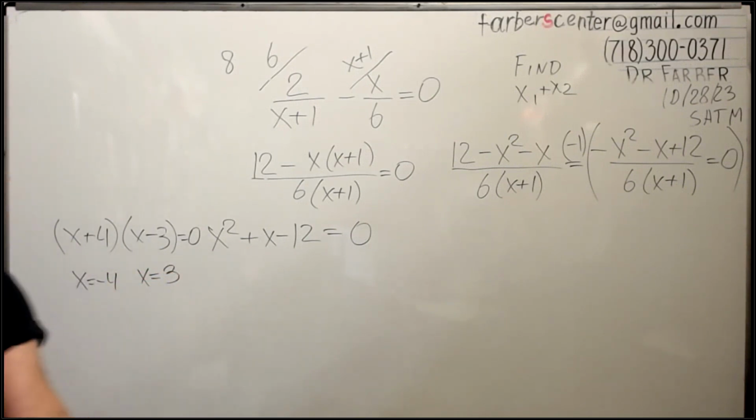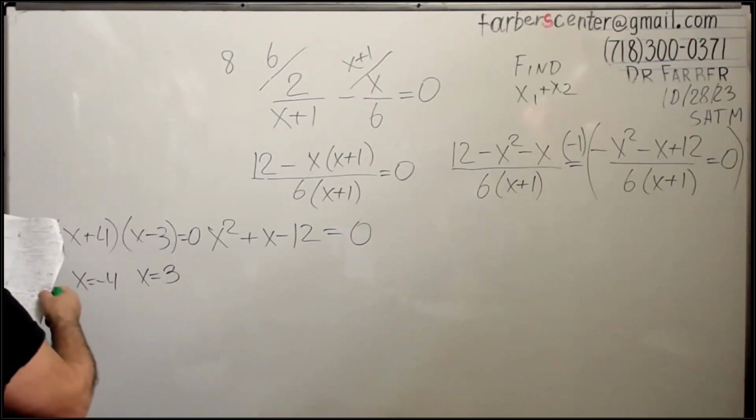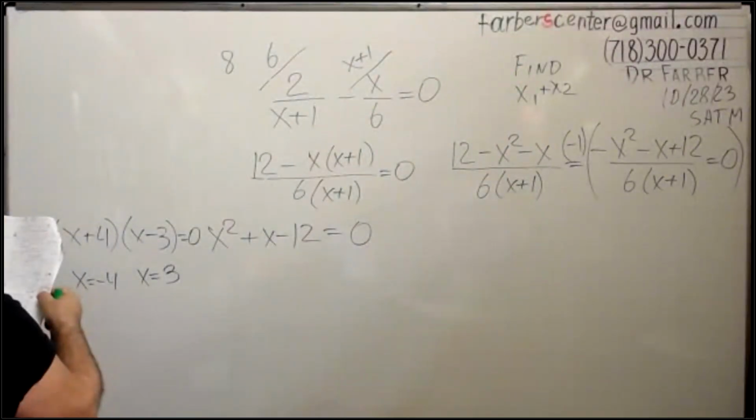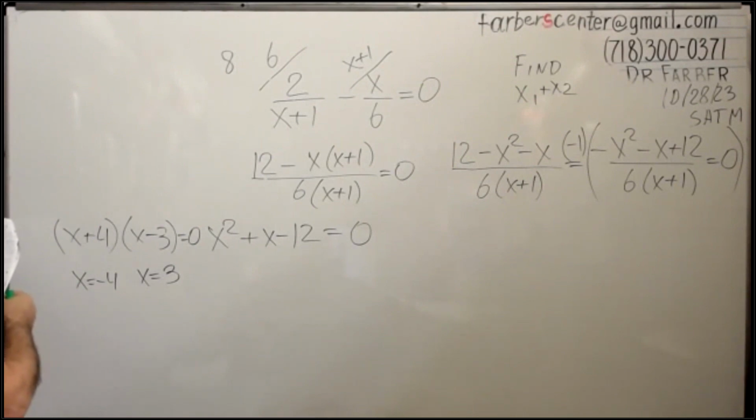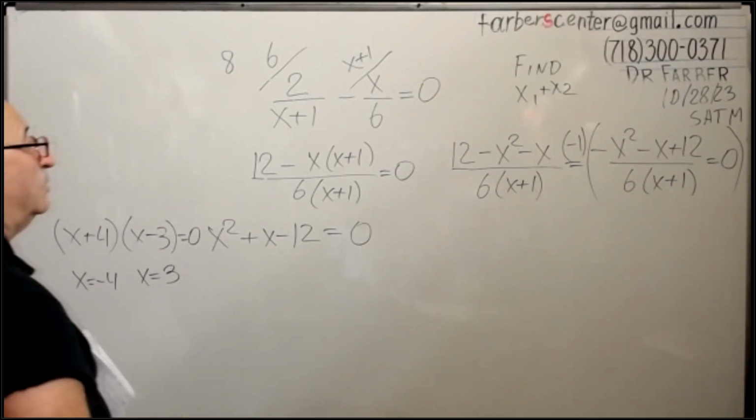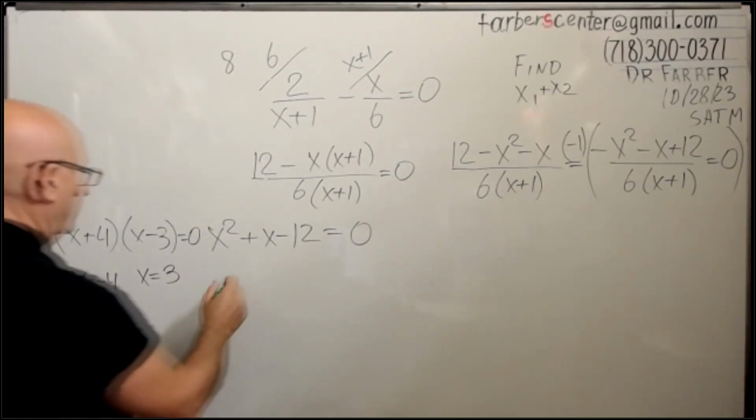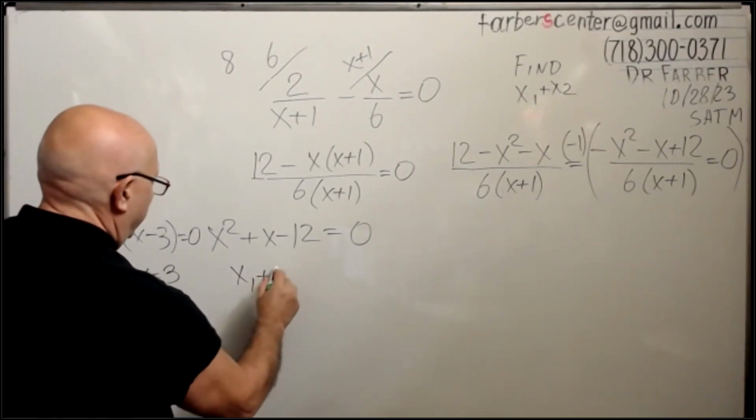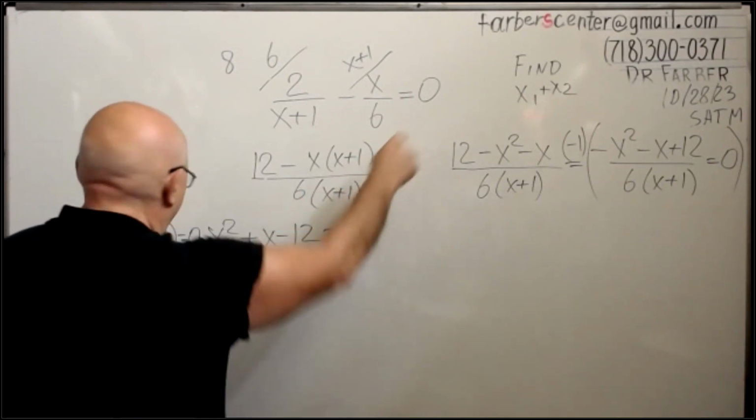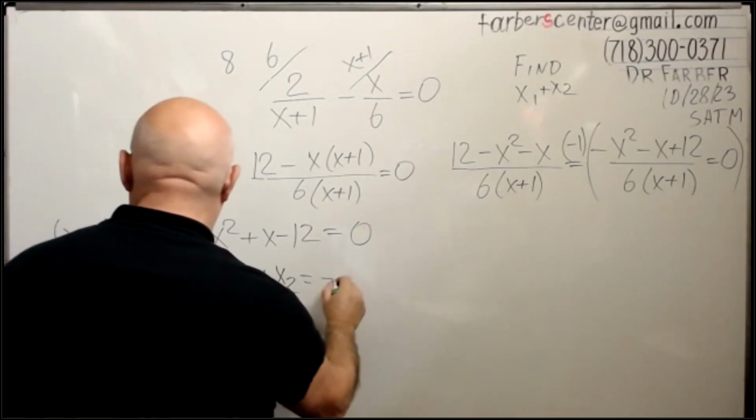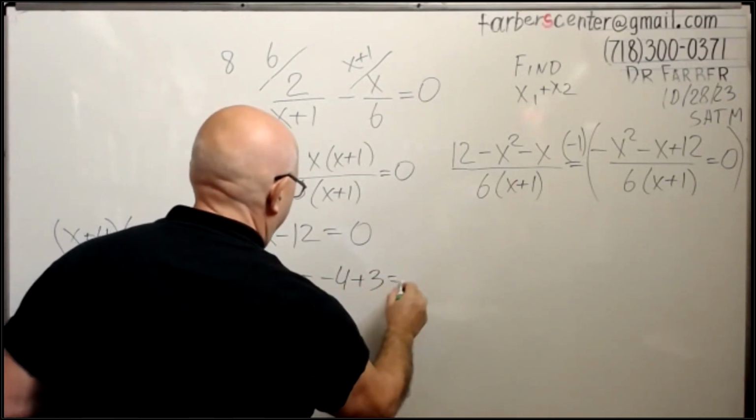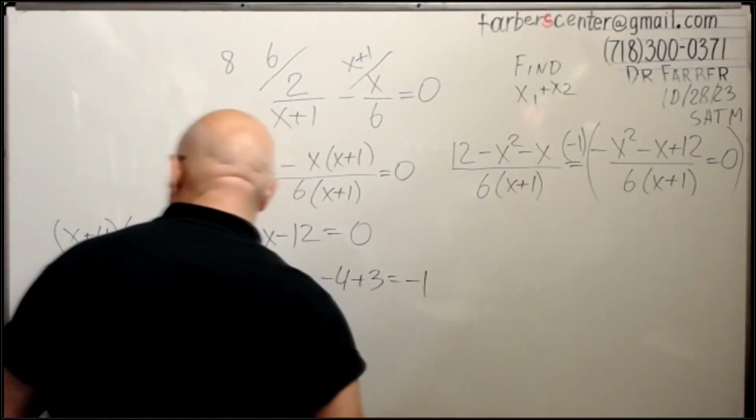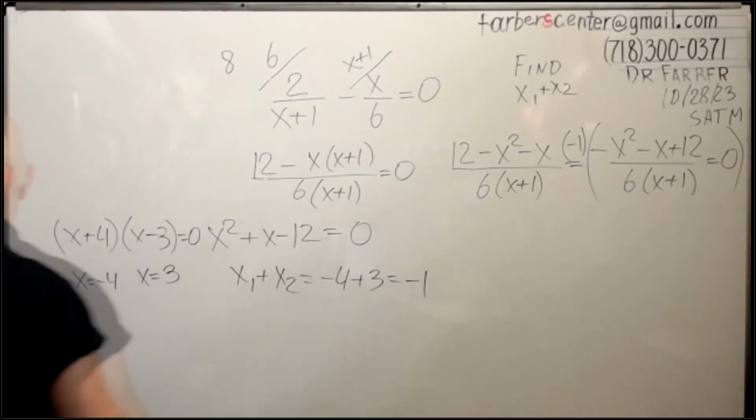Okay, but keep in mind what we have here. This one is negative 4 and 3. They ask you to find x1 plus x2. x1 plus x2, this is our goal, equals negative 4 plus 3, which is negative 1. If you look at the multiple choice, this is A.